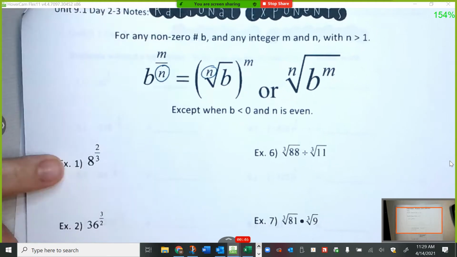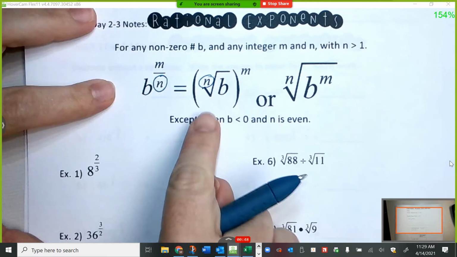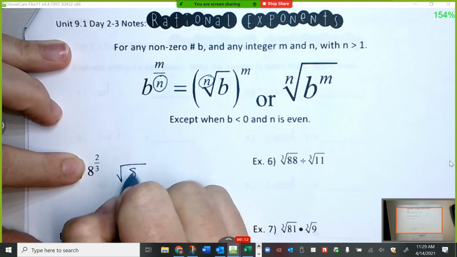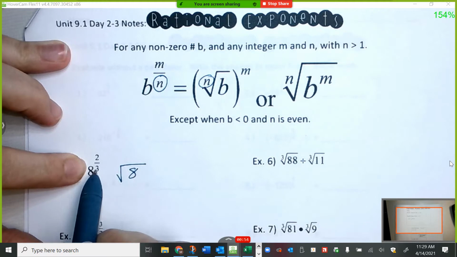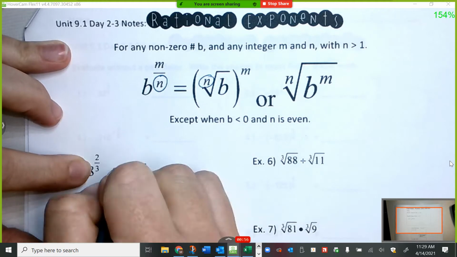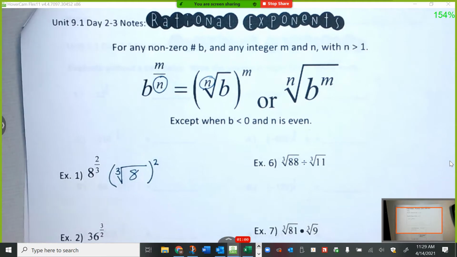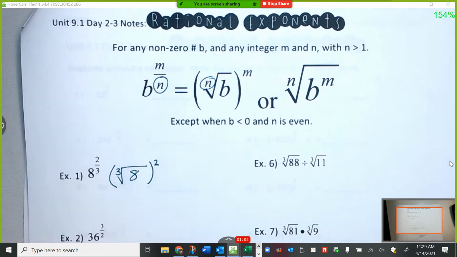So if you look at this one, we know that my base is 8, so I'm going to have that inside of a house of a root. And what root do I have? So this is a cube root, and it's to the second power. If you notice, these should be on your desk. These will benefit you greatly in this unit.